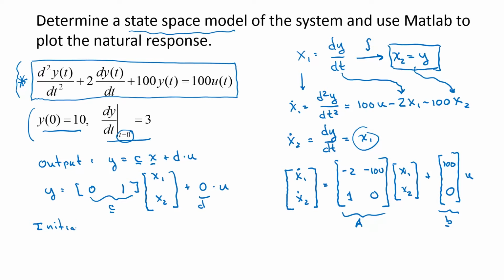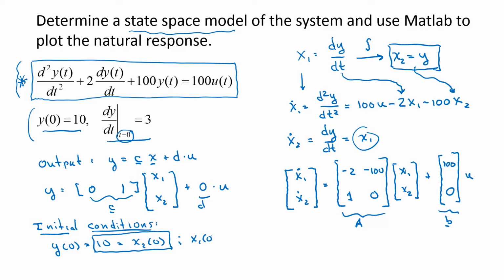Now let's take a look at the initial conditions. y of 0 is equal to 10. y is just equal to x2, so 10 is equal to x2 of 0. The initial condition on my second state is 10. dy dt at t equals 0, which is just x1 at 0, is 3. So there's A, B, C, and D, and my initial conditions. Now I can go to MATLAB and simulate the system response.